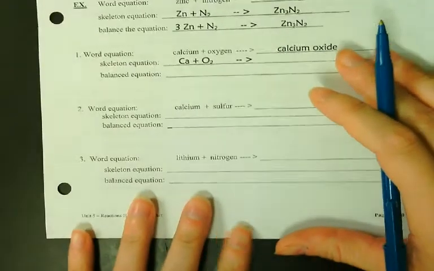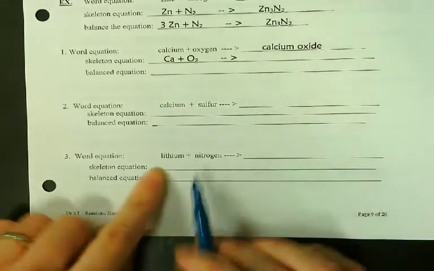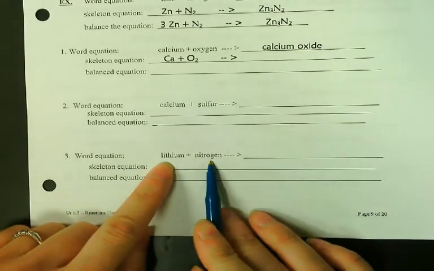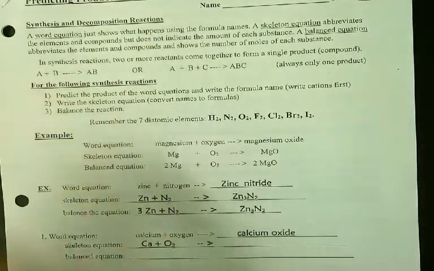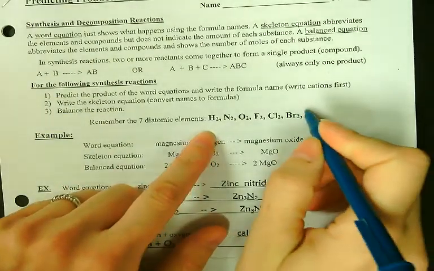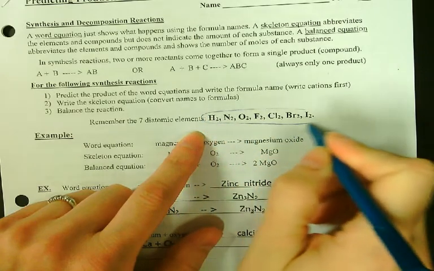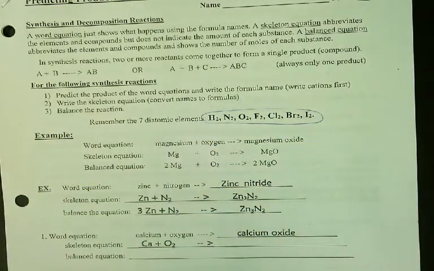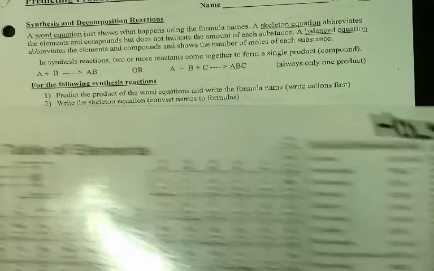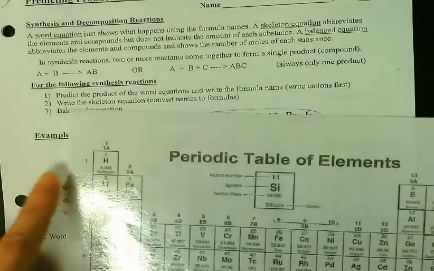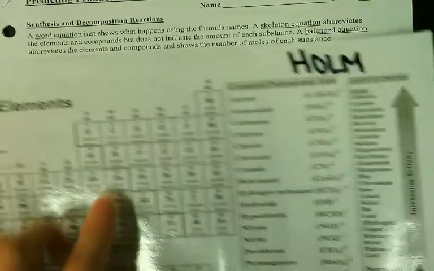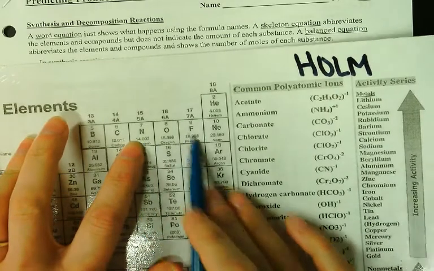So if we're taking a look, let's look at number 3 down here. It says lithium plus nitrogen. Also, just a fair reminder, in class, if you were absent, we've got these 7 diatomic elements. Come talk to your teacher if you were absent. But it makes a hockey stick and a puck on the periodic table. Hydrogen, back here, is the puck. And then you've got your hockey stick, like this.